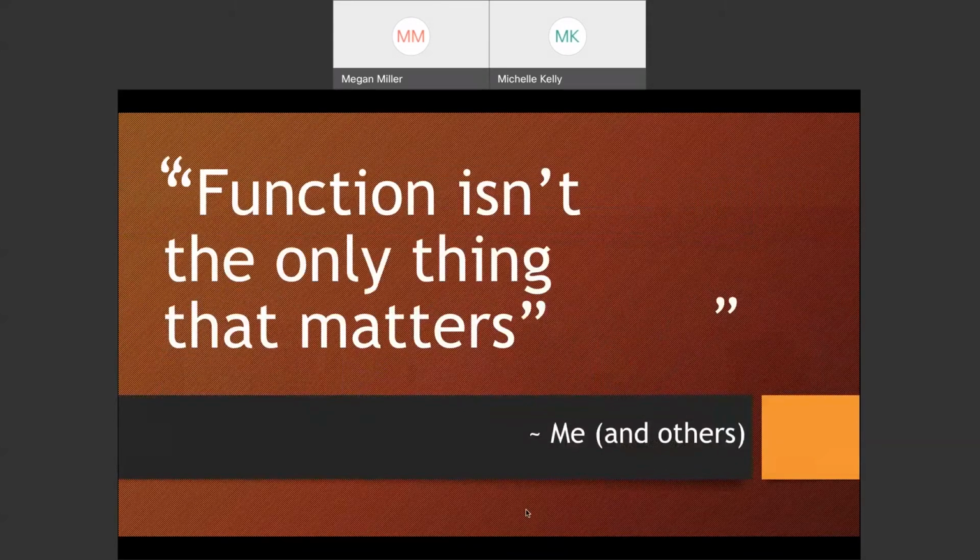But the reason I bring this up is because in the work that I've done, and probably that all of you have been doing, I have noticed that function isn't the only thing that matters. That's me saying that. I'm sure others have said it as well. When our field was younger, when Dr. Iwata was first doing research on functional analysis and publishing that information, he was tasked with figuring out a more standardized process for identifying why people are engaging in the behaviors that they're engaging in.